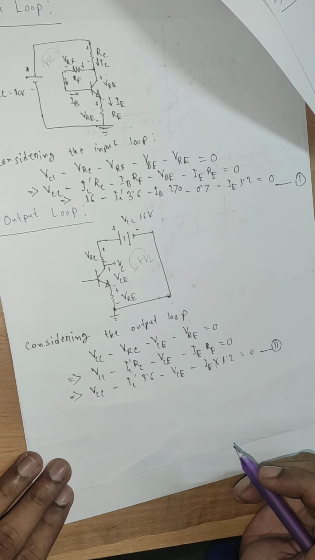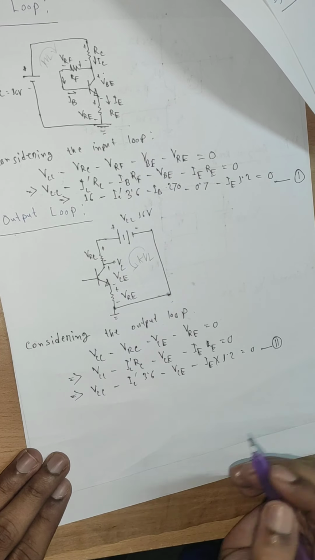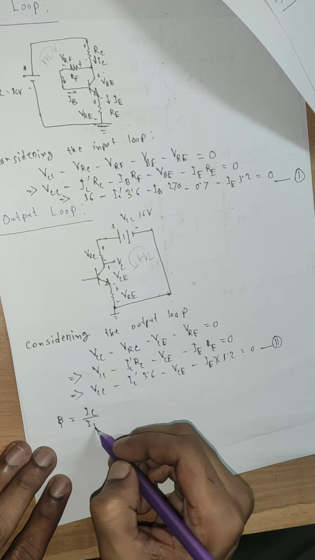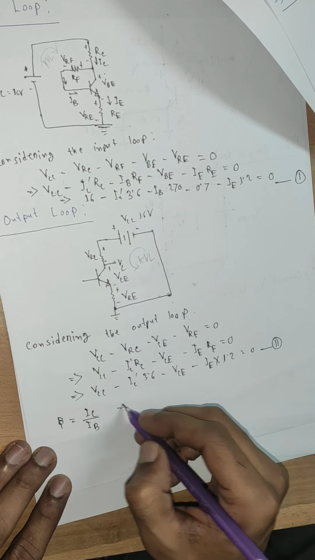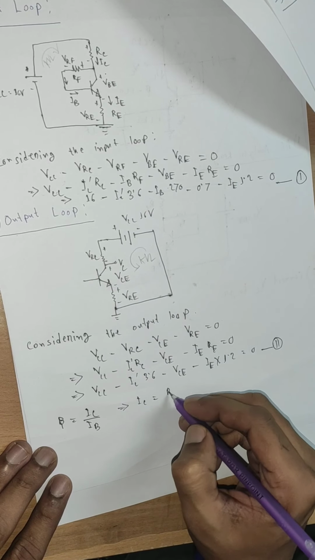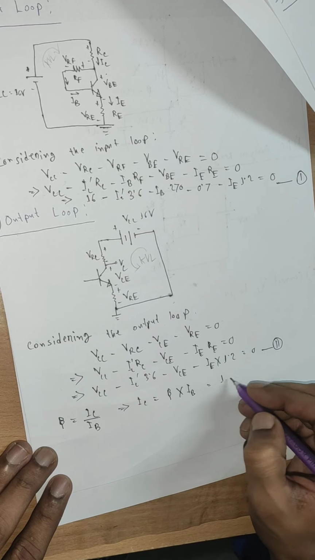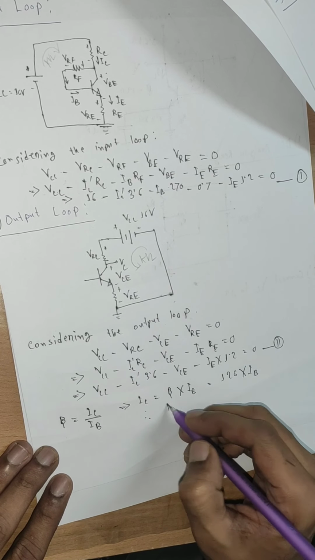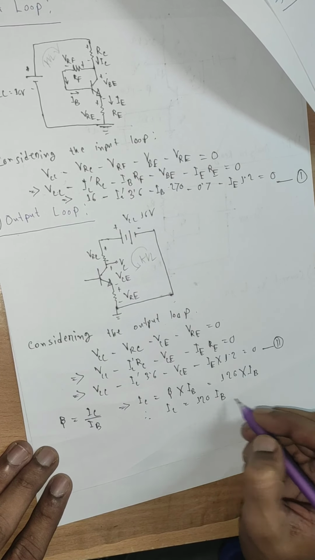So now, to help us with our problem, there is an independent variable given which is beta, and we know beta is equal to IC by IB, and here beta is given as 120. We can write it as IC equal to beta into IB, and beta is 120 into IB. So you can see IC equal to 120 IB. So let's keep it as equation 3. We can use it later.